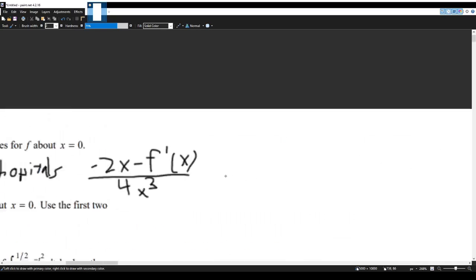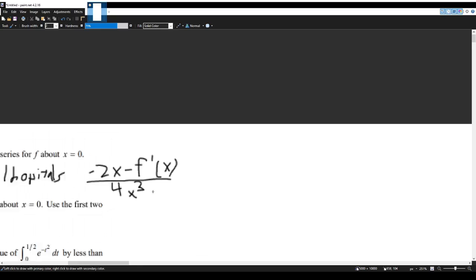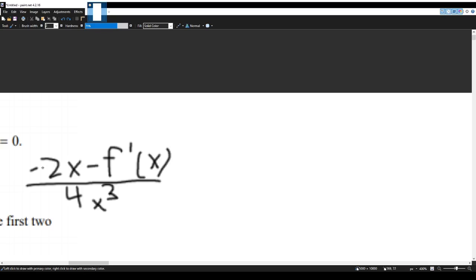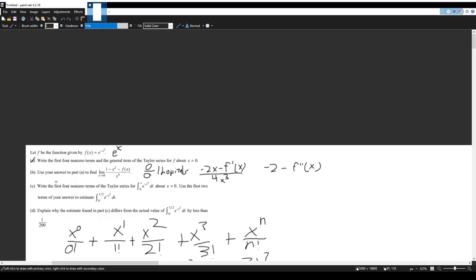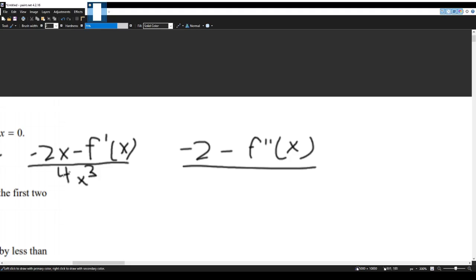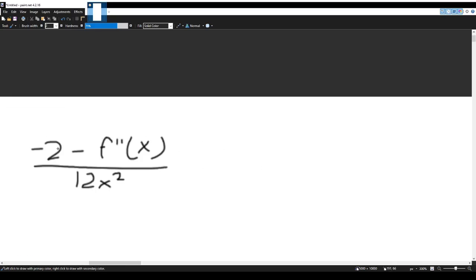So we can use L'Hopital's rule again. Basically, we're going to use it until the bottom doesn't have an x in it. Because if it has an x in it, it's still just going to end up being 0, and you don't want that. So use that again. That would be negative 2 minus f double prime of x, divided by 3 times 4, 12x squared. And then let's do it one more time.